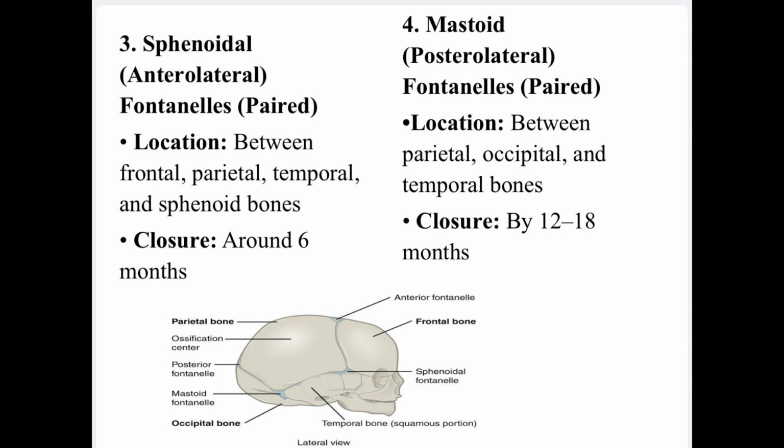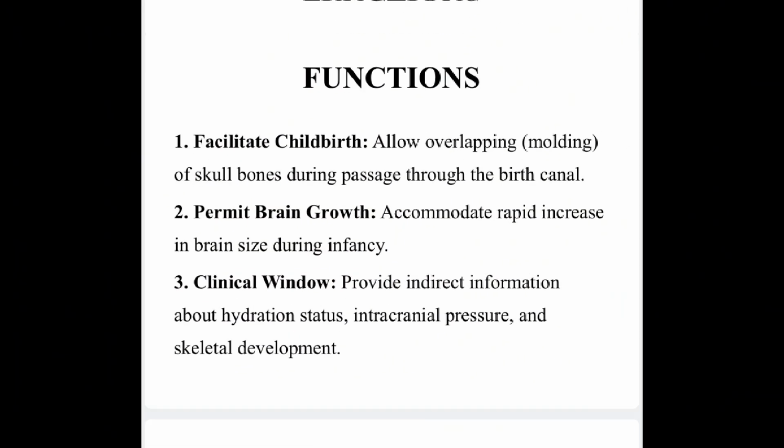Don't forget, we have the posterolateral fontanelles, or the mastoid fontanelles. The mastoid fontanelle is located at the combination of three bones, which is the asterion. Remember the asterion. The anterior fontanelle is the bregma, the posterior fontanelle is the lambda, and the anterolateral, the sphenoidal, is called the pterion, a combination of four bones. The mastoid, or posterolateral fontanelle, is the asterion, a combination of three bones, the parietal, occipital, and temporal, and it closes by 12 to 18 months.